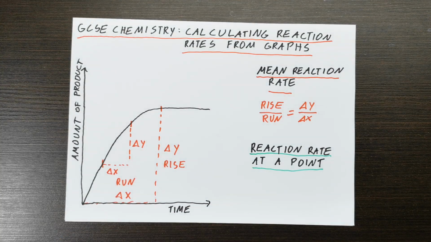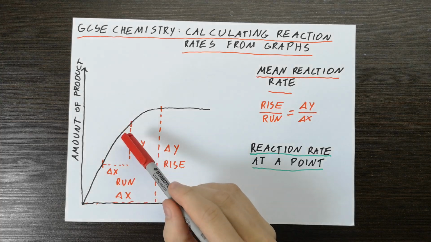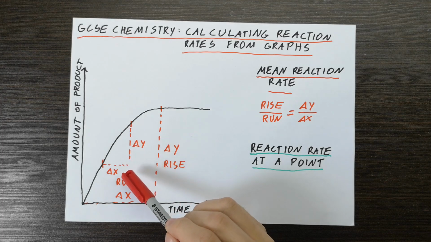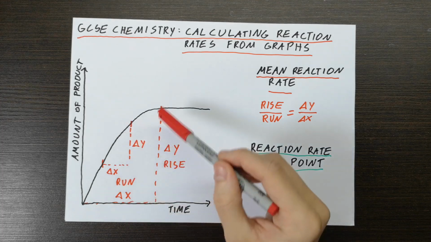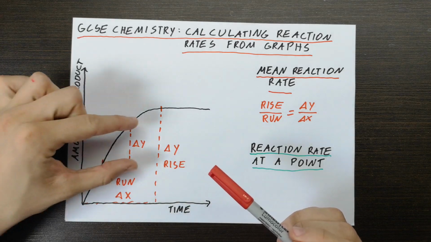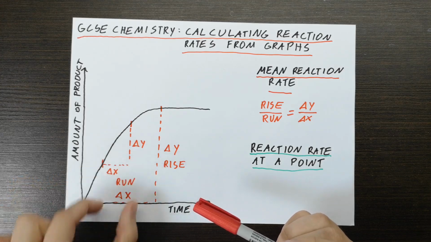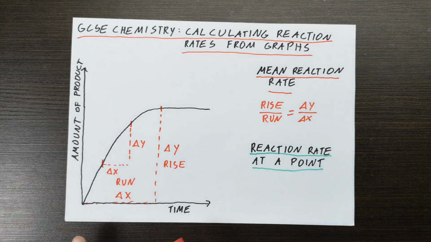However, what changes here is the values you're going to use, because here you look at the change in y. So not the total amount of product anymore, just the change in y. What amount of product does this correspond to? And the change in x, what amount of time this corresponds to. So not the total time. So the concept stays the same.